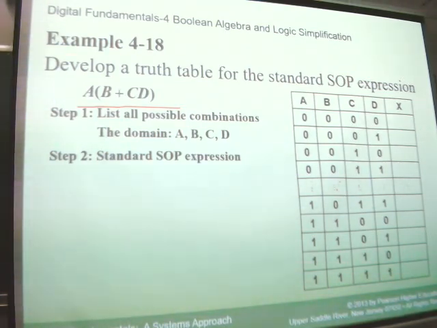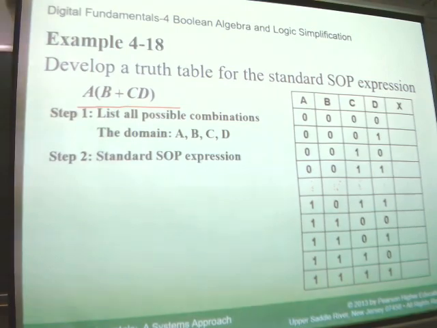Because D plus D bar equals 1. And 1 and A equals A. So this expression is equivalent to the product term. Yes, sir, product term. So A, B, C, then D.